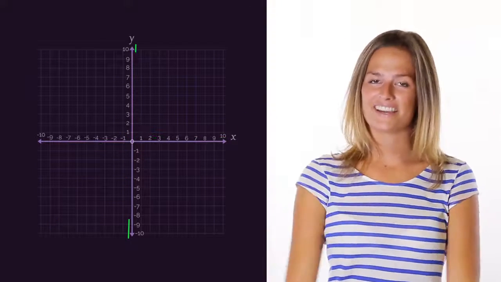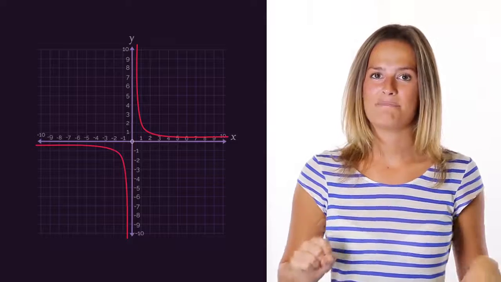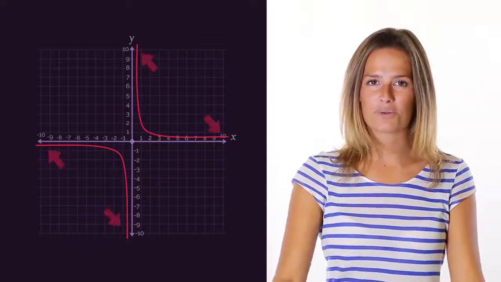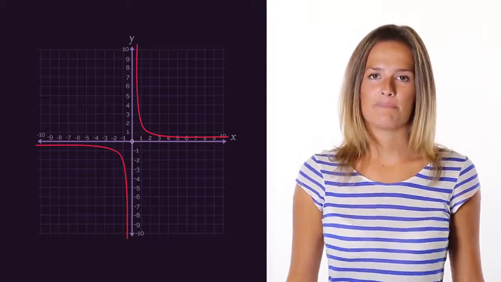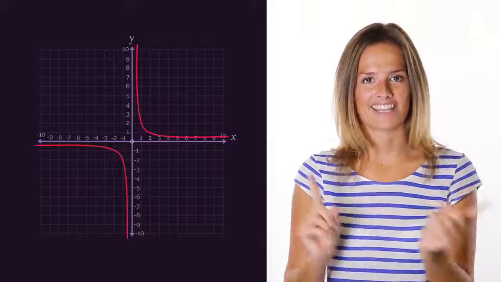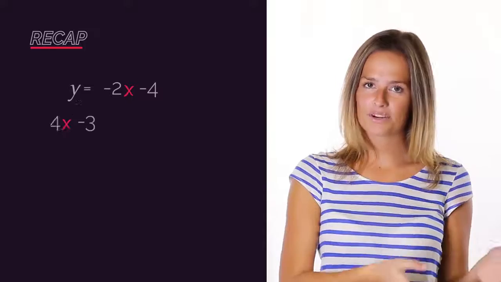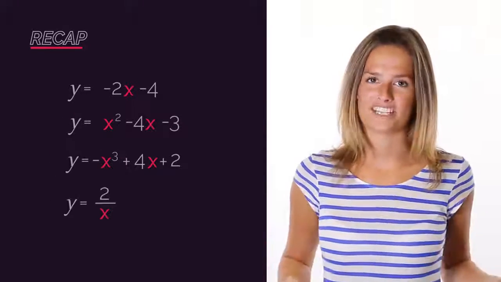So from this video, you should know that reciprocal graphs look like this. They bend towards a horizontal and vertical line, but they never quite touch it. So the shape always stays the same, but it could be shifted, and a negative reciprocal looks like this. So you should now confidently be able to recognise a straight line, a quadratic, a cubic, and a reciprocal function.